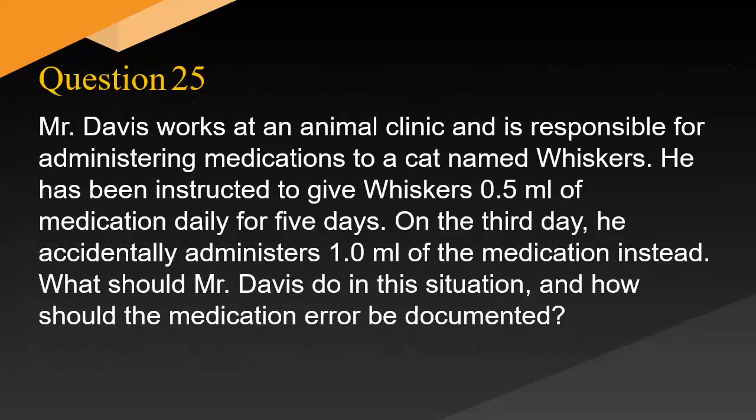Mr. Davis works at an animal clinic and is responsible for administering medications to a cat named Whiskers. He has been instructed to give Whiskers 0.5 ml of medication daily for 5 days. On the third day, he accidentally administers 1.0 ml of the medication instead. What should Mr. Davis do in this situation, and how should the medication error be documented?